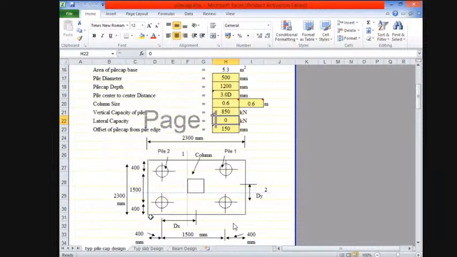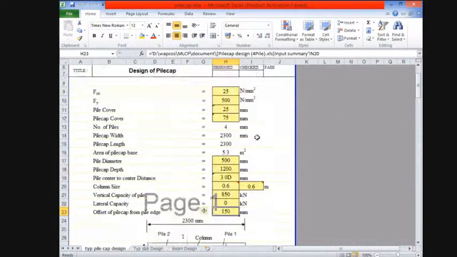From the pile cap edge to the pile edge, you have to give a minimum of 150 mm. So that also you have to give in that Excel sheet. That is the offset of pile cap from pile edge, that is 150 mm. So these are the inputs we have to check.